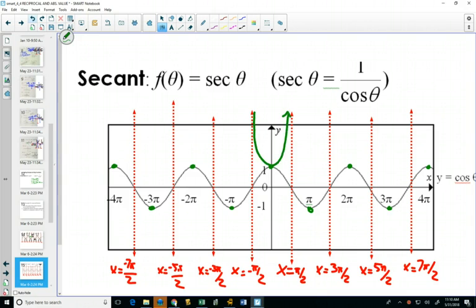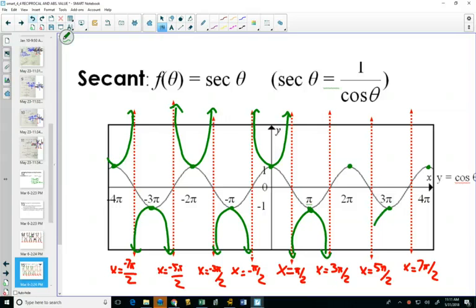And since a reciprocal graph has no x-intercepts, we know that when graphing the asymptotic behavior, some sections will have to go up and the other sections will have to go down. And we notice that the secant graph is the same shape as the cosecant graph. They're just horizontal translations of each other.